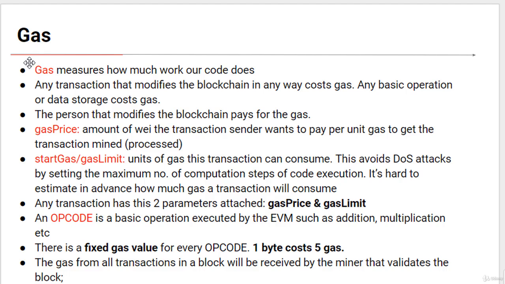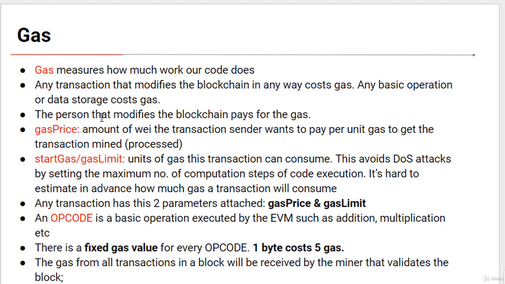Let's talk now about gas. Gas measures how much work our code does. Any transaction that modifies the blockchain in any way costs gas. Any basic operation or data storage costs gas. The person that modifies the blockchain pays for the gas.